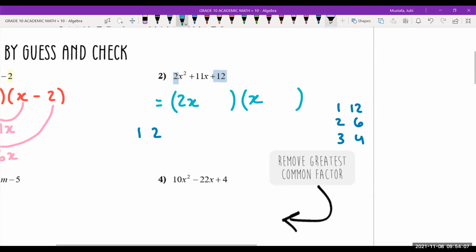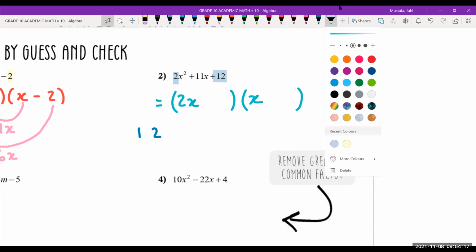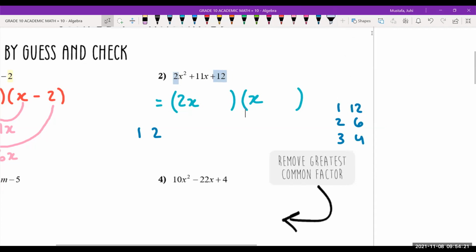Okay, now we have a lot of options here. If we were to guess and check all of these, we would be here for a very long time. So what is my little trick to help you with this question? I always start by guessing the pair of numbers that are closest together.